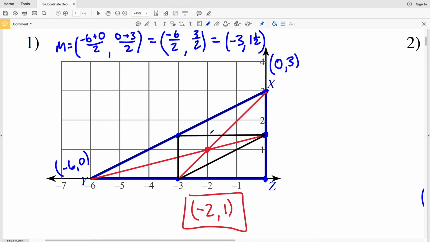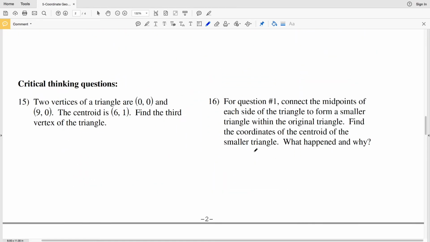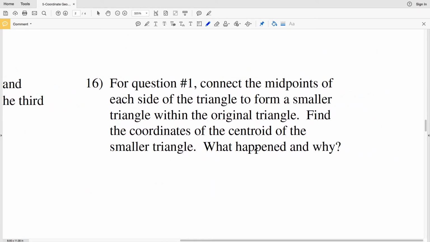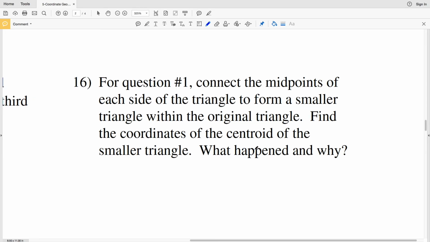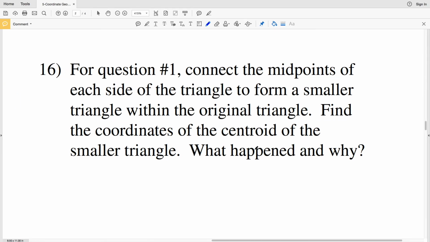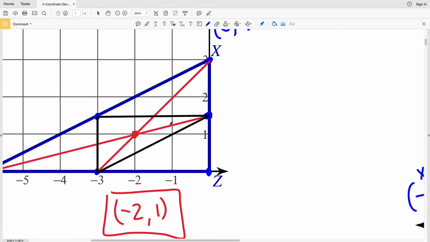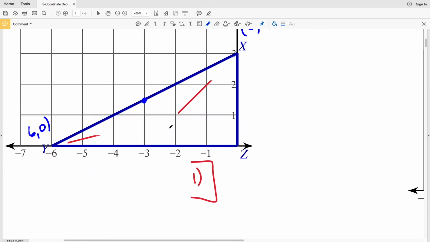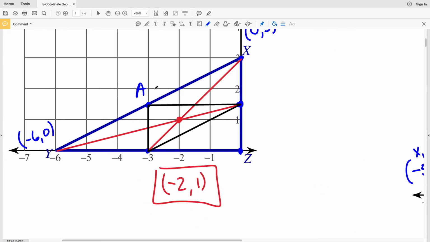So now that we've drawn our smaller triangle, let's see what question 16 asks. So now that we used the midpoints of each side of the triangle to form a smaller triangle within the original triangle, we have to find the coordinates of the centroid of the smaller triangle. And then it asks what happened and why. So we're locating the centroid of our new triangle. Let's call this triangle A, B, C.